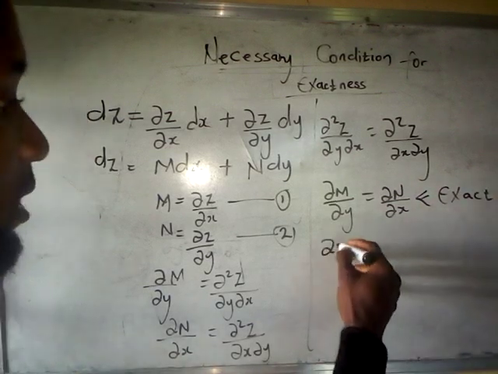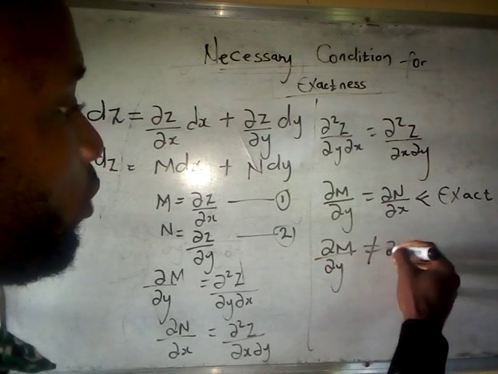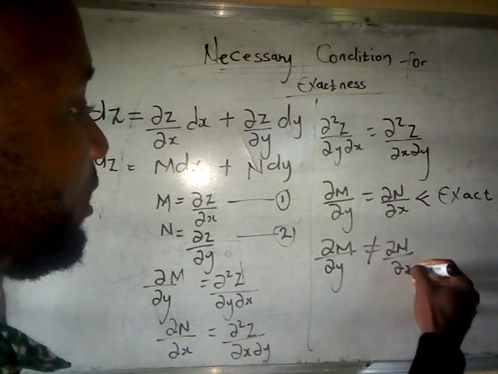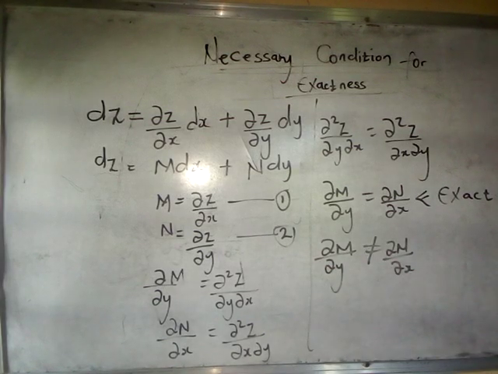If at the end of the day, the partial derivative of M with respect to y is not equal to the partial derivative of N with respect to x, if this is not equal to this, that means that the equation is not exact.